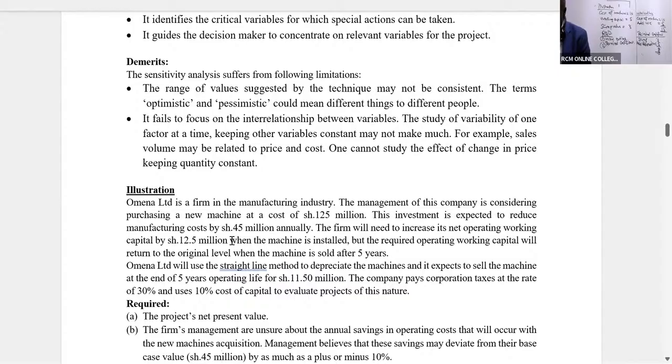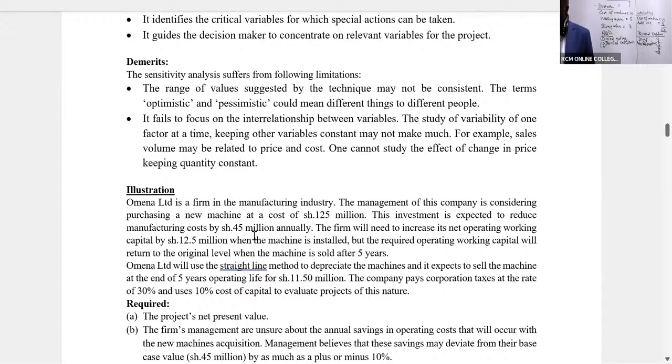Omena Limited is a firm in the manufacturing industry. The management of this company is considering purchasing a new machine costing 125 million. This investment is expected to reduce manufacturing costs by 45 million annually. So every year, because of this machine, we're going to save 45 million.